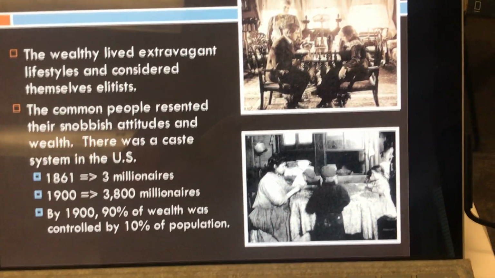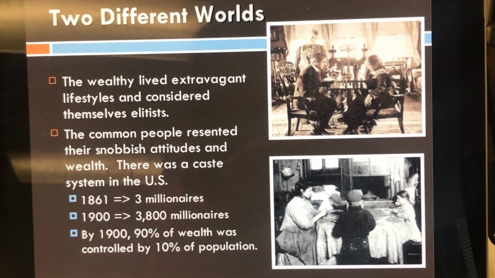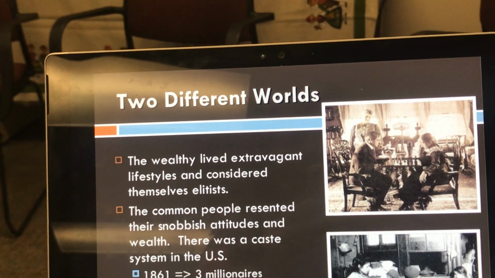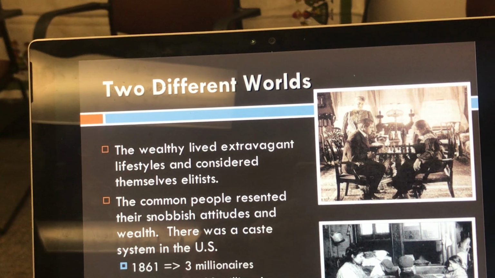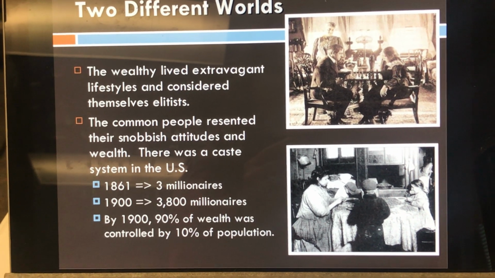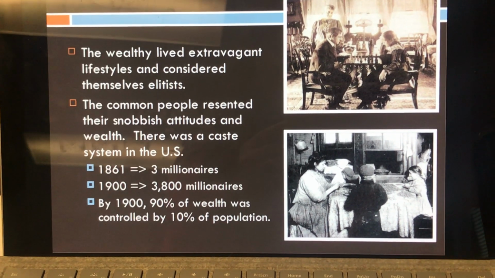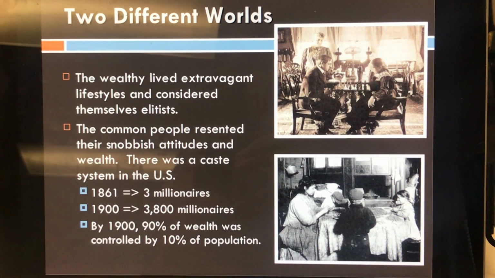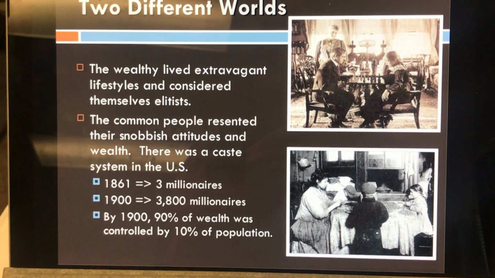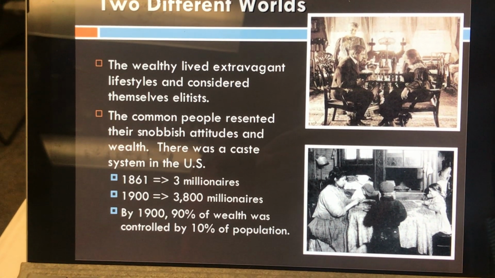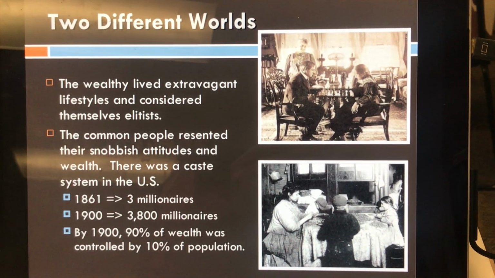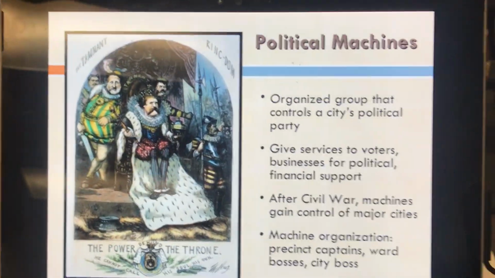during the time. The common people resented the snobbish attitudes of the elite, of the rich. There was a caste system in the U.S. This was an age of millionaires. In 1861, there were 3 millionaires in the entire country. By 1900, there were 3,800 millionaires. 90% of the wealth was controlled by 10% of the population in 1900. So you can see there was a huge disparity between the classes.